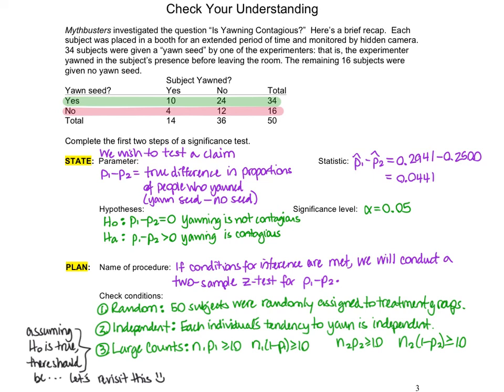Now down at the bottom where we are supposed to list out the conditions, under large counts, when we were doing the confidence interval, we did n1 p1 hat and n1 times 1 minus p1 hat, etc. But this time, we're going to look at things slightly differently, because remember, every time we're running a significance test, we're always assuming that the null hypothesis is true. And if the null hypothesis is true, then we might look at things slightly differently.